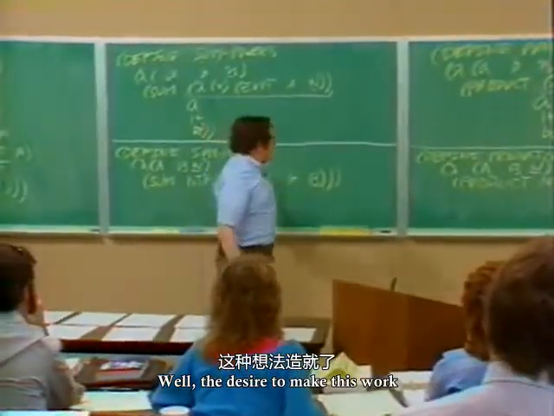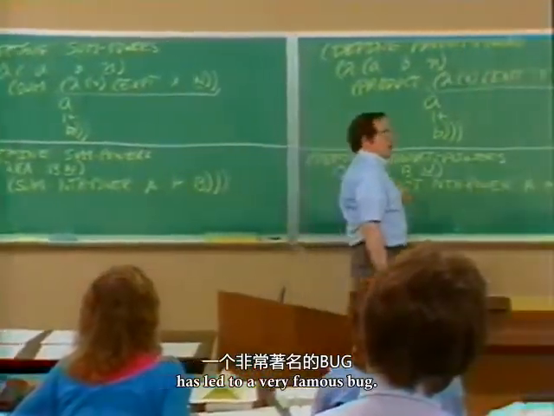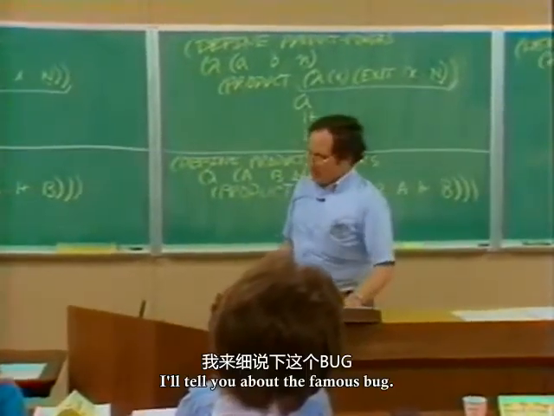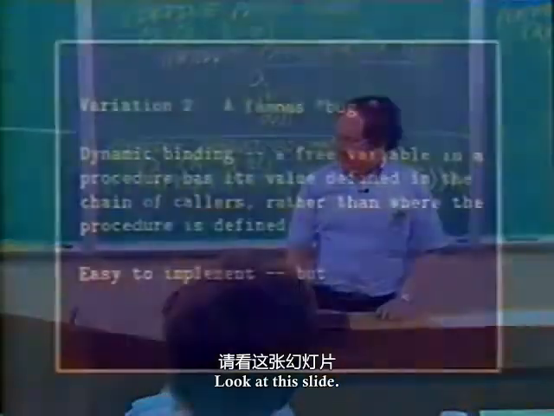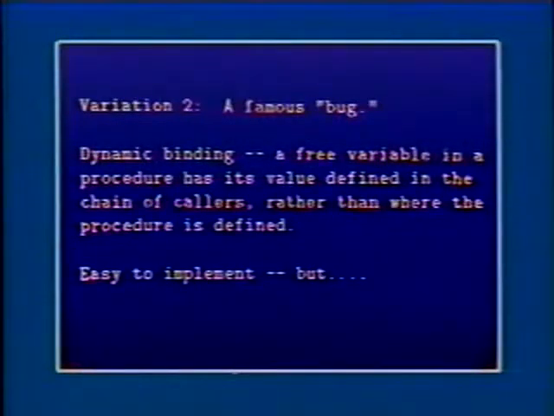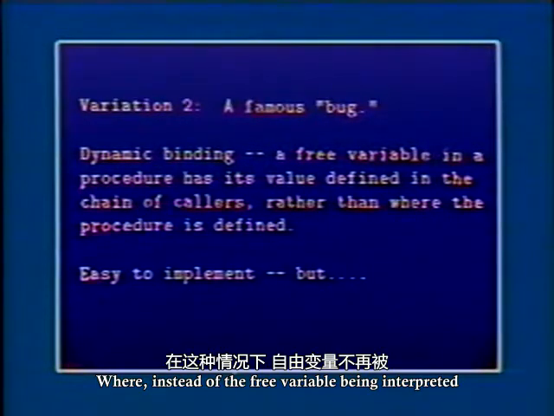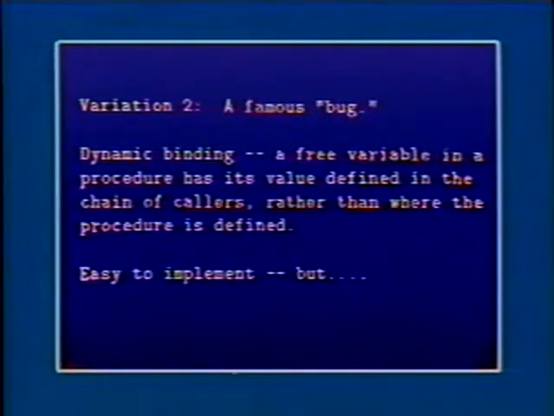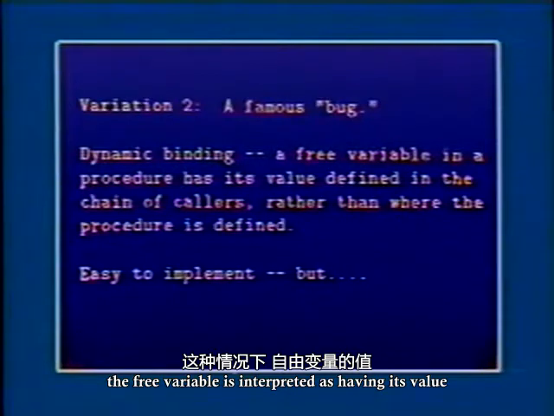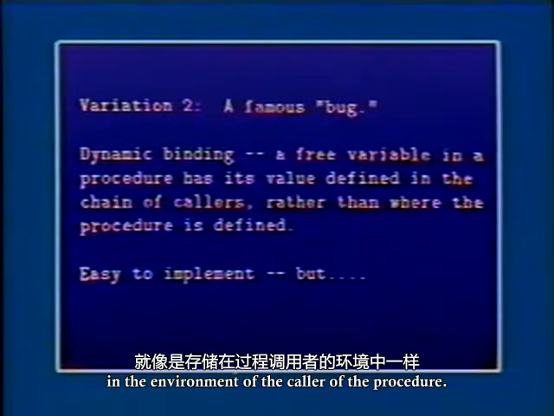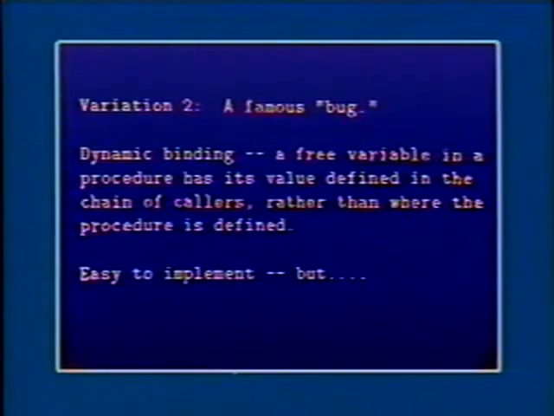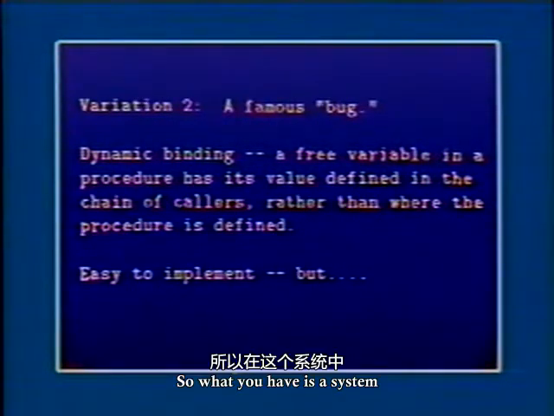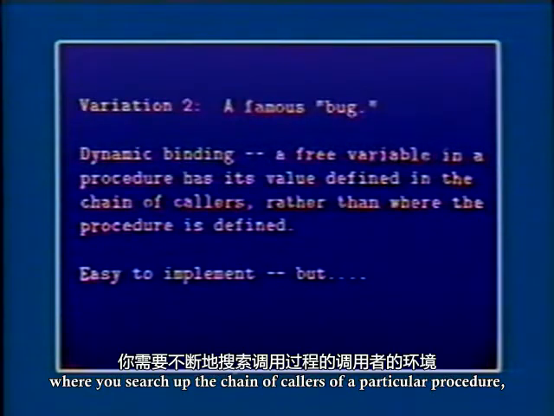Well, the desire to make this work has led to a very famous bug. Okay? I'll tell you about the famous bug. You look at this slide. There's an idea called dynamic binding, where instead of the free variable being interpreted in the environment of definition of a procedure, the free variable is interpreted as having its value in the environment of the caller of the procedure. And so what you have is a system where you search up the chain of callers of a particular procedure.